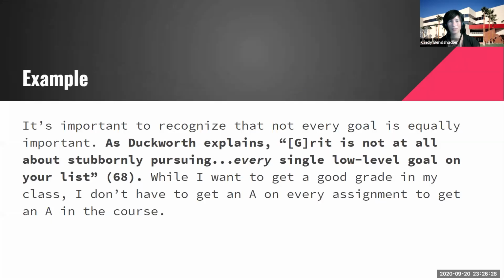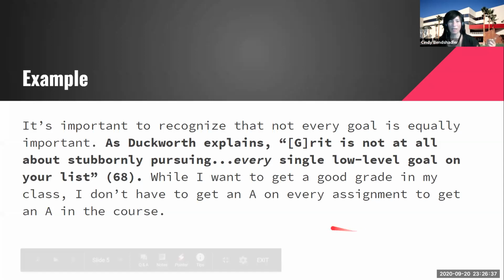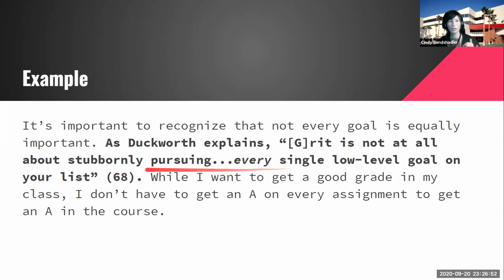I want to give you an example, and this one is rather simple. This is from my earlier quiz. It's important to recognize that not every goal is equally important. That's a claim. Then I have, as Duckworth explains, so I'm introducing my quote. I'm using TIES to integrate it. Quote, grit is not at all about stubbornly pursuing every single low-level goal on your list. And then I have my citation right here, so my readers can know where I got this quotation from. And then I follow with commentary.